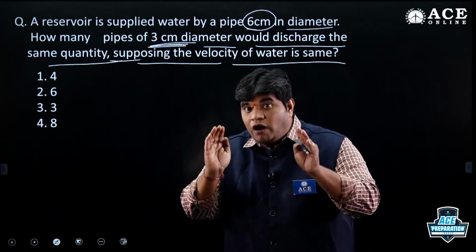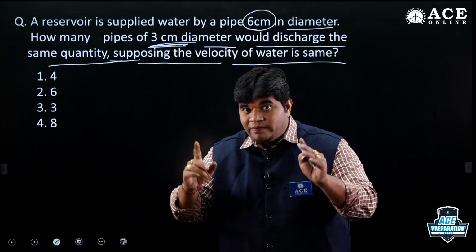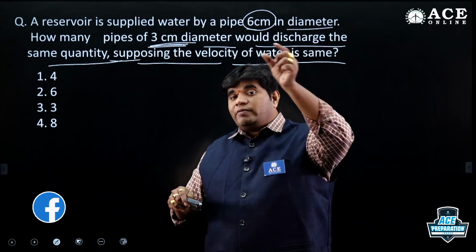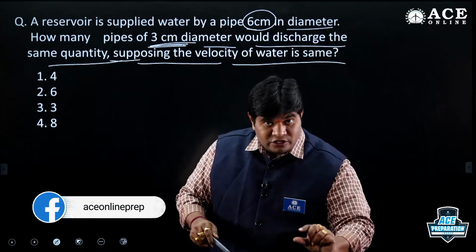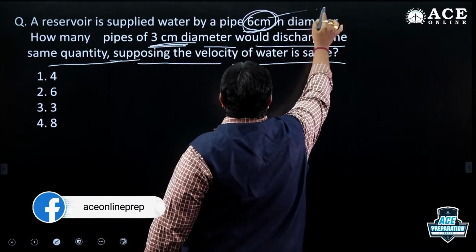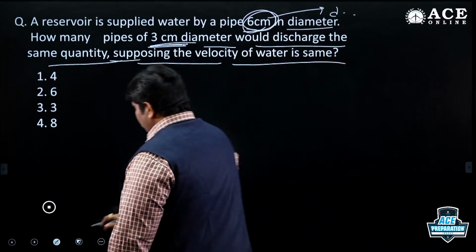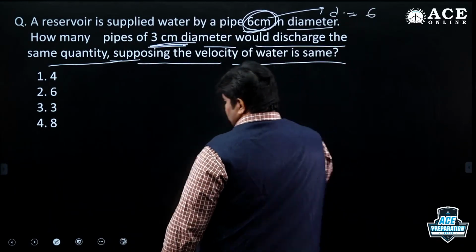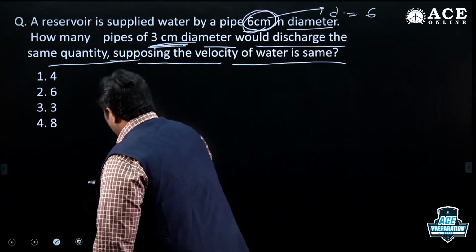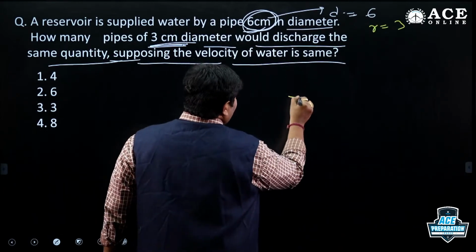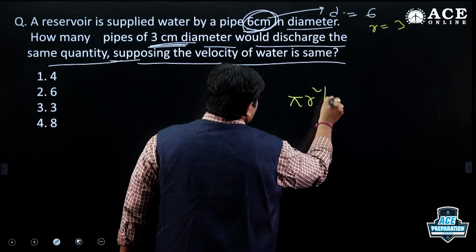Then simply the volume should be equal. Already I told you, the number of solid figures is equal to the volume of the given figure divided by the volume of the required solid figure. So this is the diameter, friends. D is equal to 6, so R is equal to 3. So pi R square H.